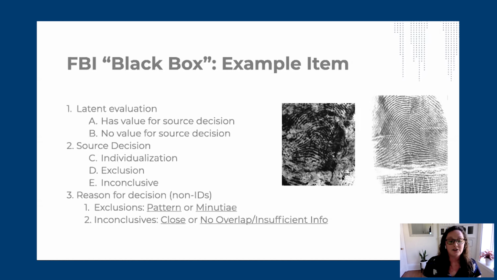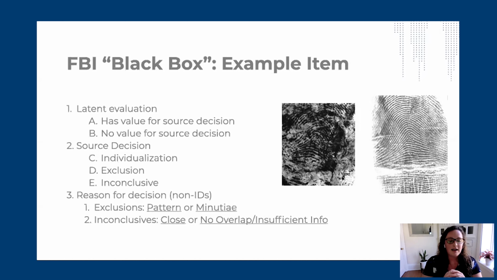So if examiners made an exclusion, they could say that this was a pattern exclusion. So they used the overall ridge patterns to determine, or they could report a minutia exclusion. And so they had to go into the more detailed information in the print in order to make an exclusion. If they reported an inconclusive, they could say either close, so there is corresponding area between the two prints, but not to the extent needed for individualization. They could report a no overlap, and so there was no overlapping area between the latent and reference print, or they could report insufficient information, which was kind of a catch-all reason for an inconclusive.